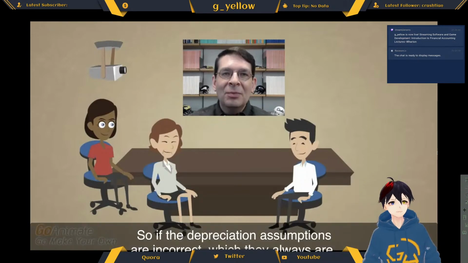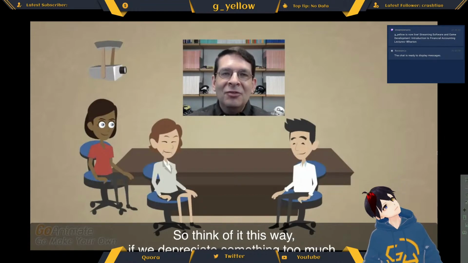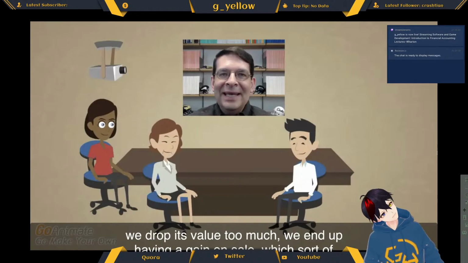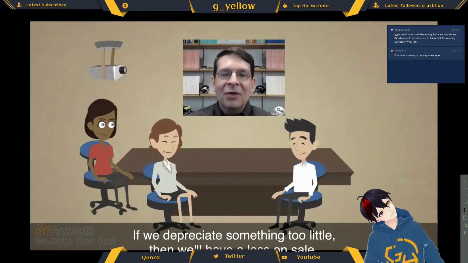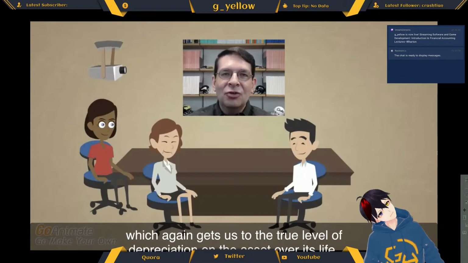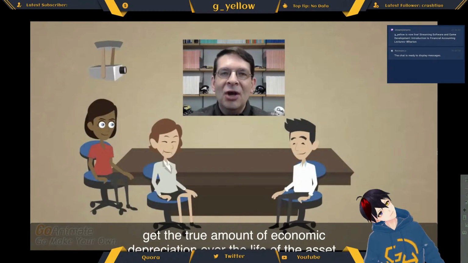So if the depreciation assumptions are incorrect, which they always are, then we're going to end up selling it for more or less than it's on the books. Think of it this way. If we depreciate something too much, we drop its value too much, we end up having a gain on sale, which sort of brings it to the true amount of depreciation over the life of the asset. If we depreciate something too little, then we'll have a loss on sale, which again gets us to the true level of depreciation on the asset over its life. So this gain or loss on sale helps us adjust our incorrect assumptions and get the true amount of economic depreciation over the life of the asset.